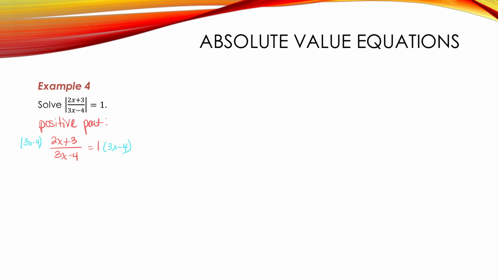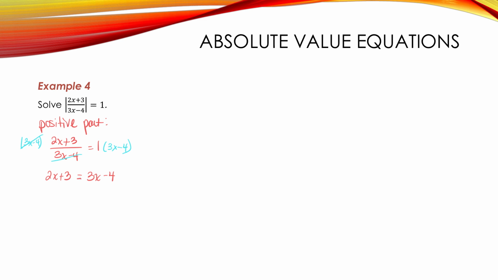So we'll multiply both sides by 3x minus 4 so that we can cancel on the left and move it to the right. The other way you can think of it is cross multiplying, and the 1 is a 1 over 1. So we end up with 2x plus 3 then equals 3x minus 4, because 1 times the quantity 3x minus 4 is still just 3x minus 4.